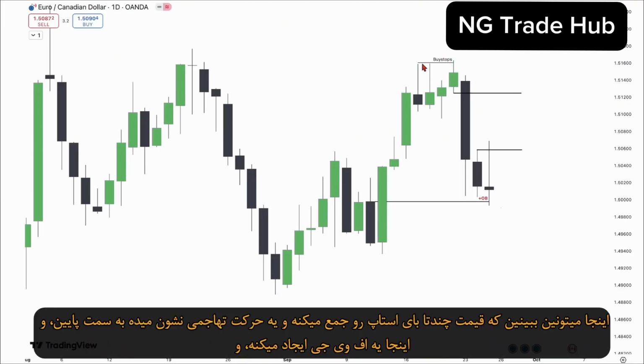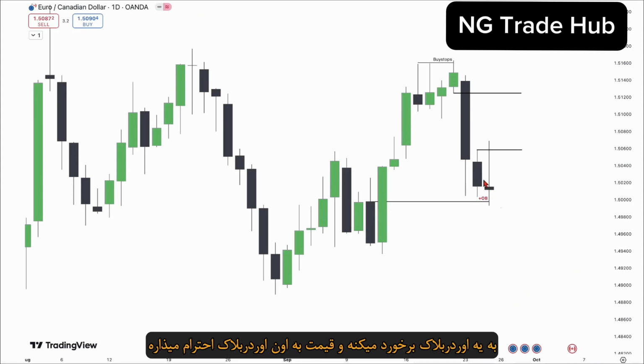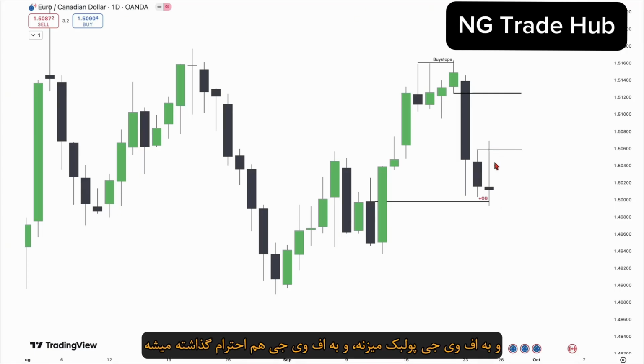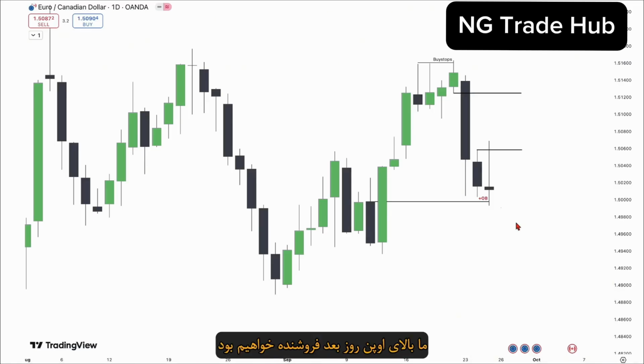Here you can notice prices take out some buy stops and show an aggressive move towards the downside, creating a fair value gap here, and hit an order block and price respected the order block, and retraced back to the FVG, and the FVG also got respected. So we are expecting prices lower and we are bearish for the next day. We will be sellers above the next day's opening.